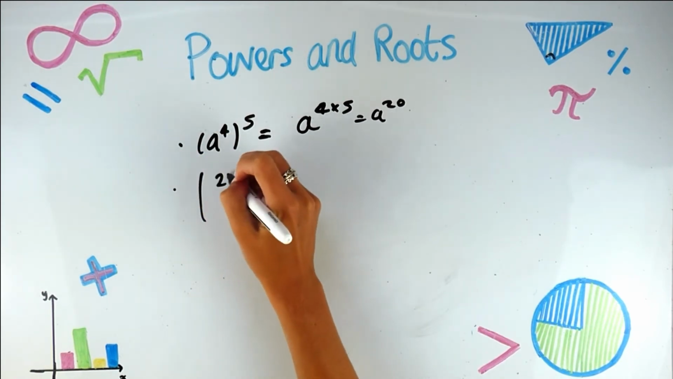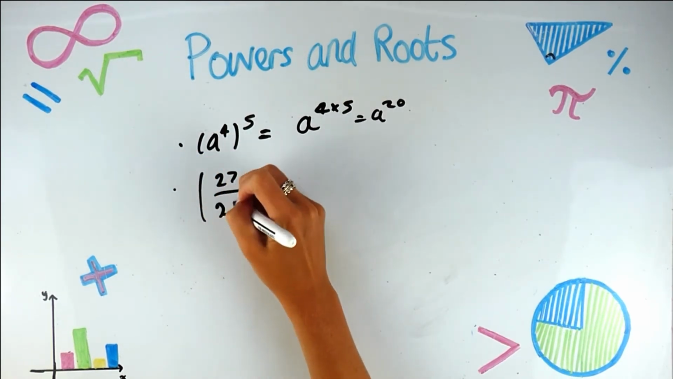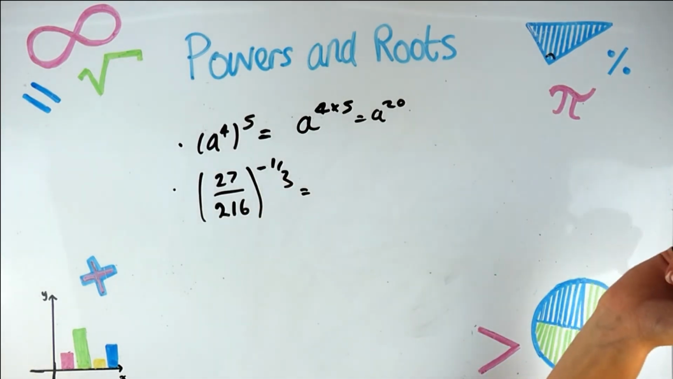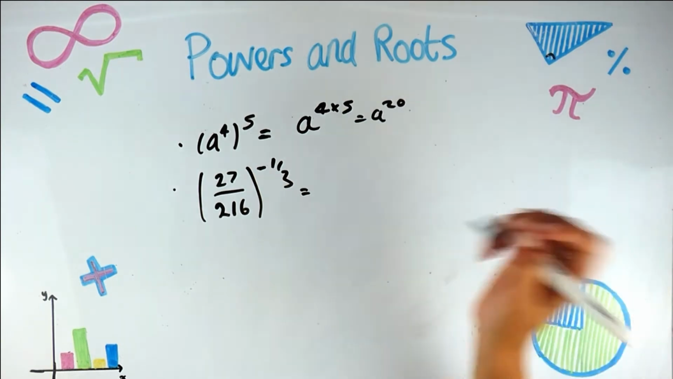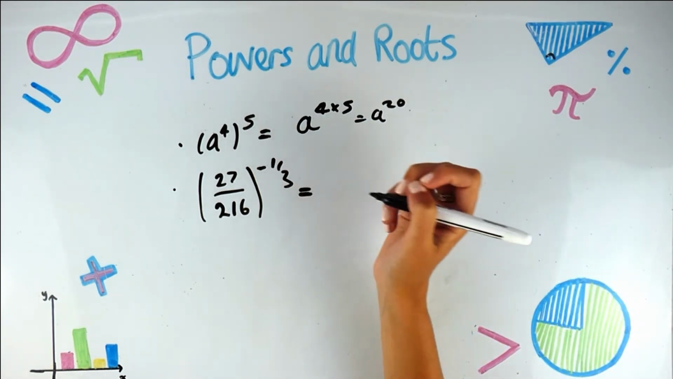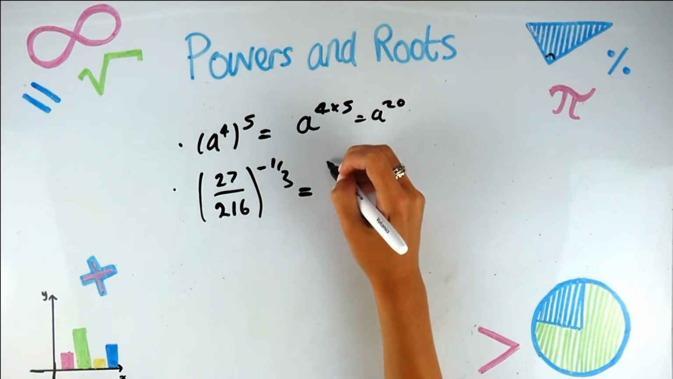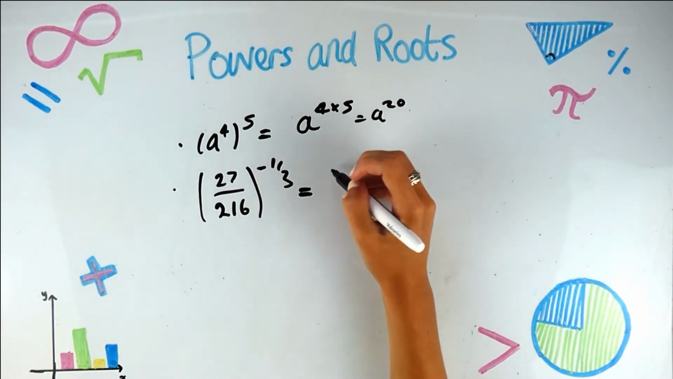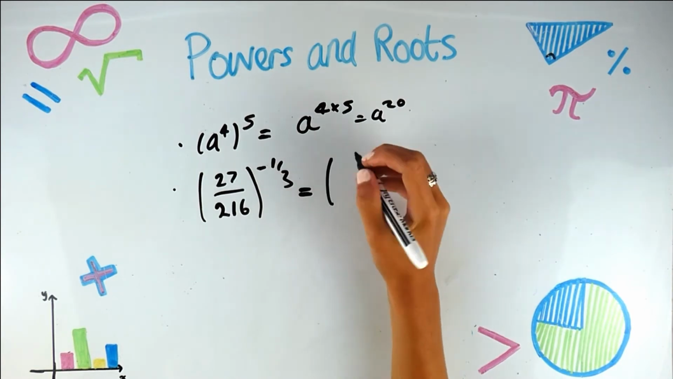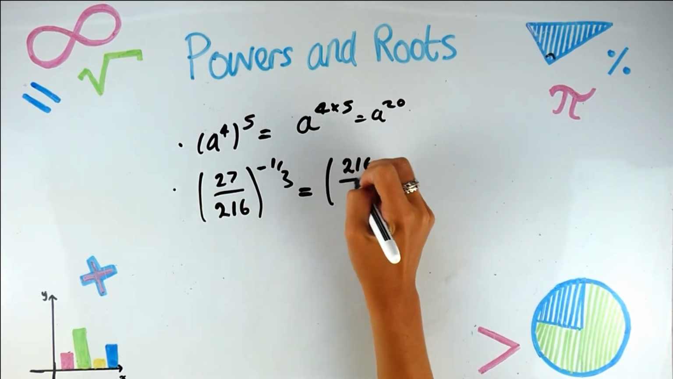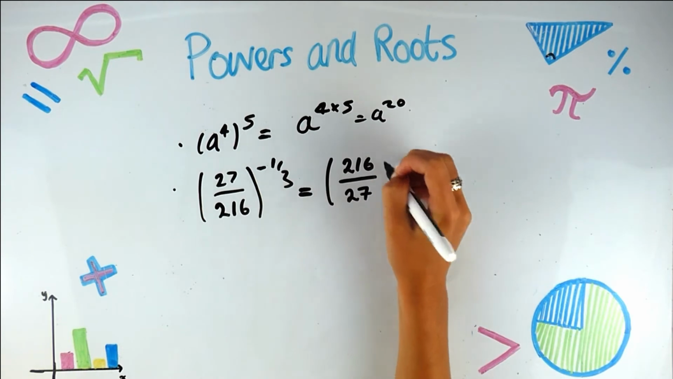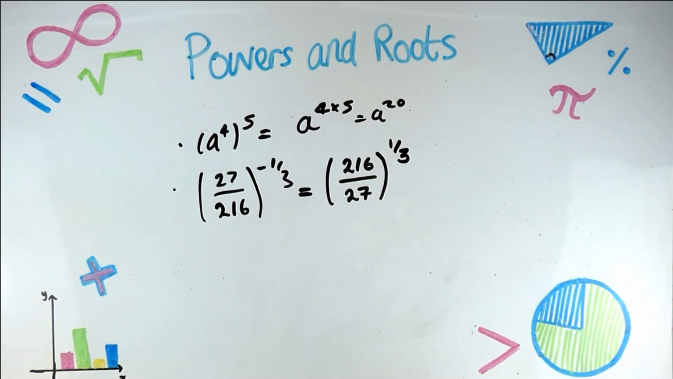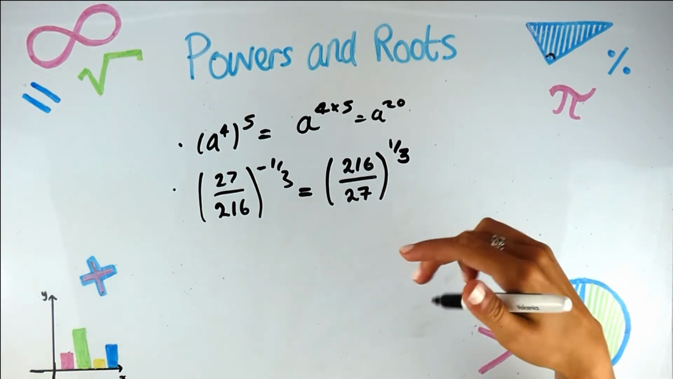Let's do another one. 27 over 216 to the minus a third. Okay, this is as hard as it can get, and this isn't even too bad. This is just an example of probably as hard as they can make it. So the first thing I need to deal with is the negative, so I need to turn it upside down and make it positive. When I turn this upside down, I switch the numbers. And I've dealt with the negative, and that's now positive. So that's all you have to do. Got a negative, just switch it around.